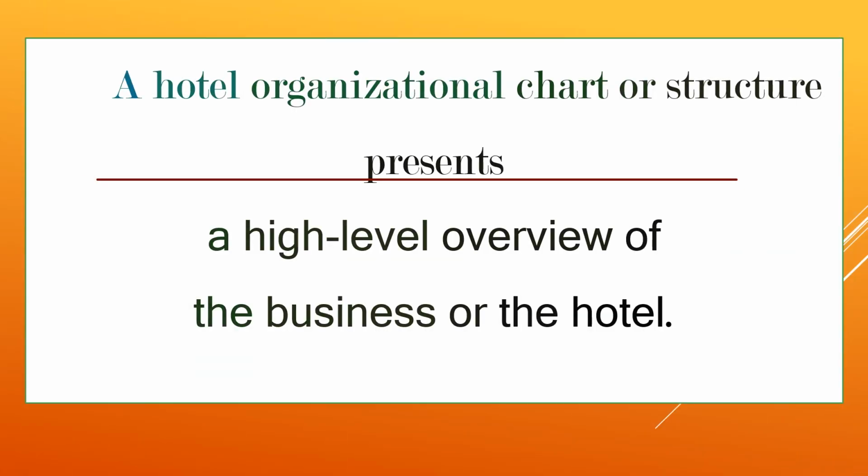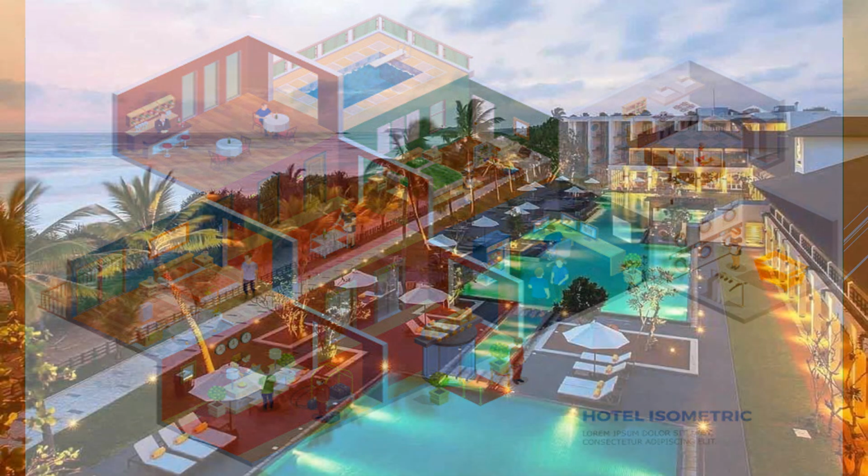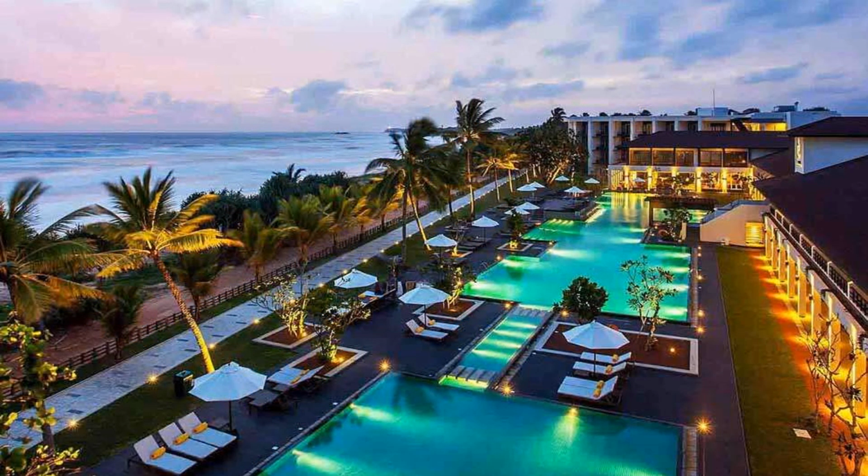A hotel organizational chart or structure presents a high-level overview of the business or the hotel. A high-level or abstract-level overview means showing how your business or the hotel is working from the inside. It will also present the departments or the positions working inside your organization and how they perform. The size of the hotel will determine the size and the nature of its organizational flowchart.